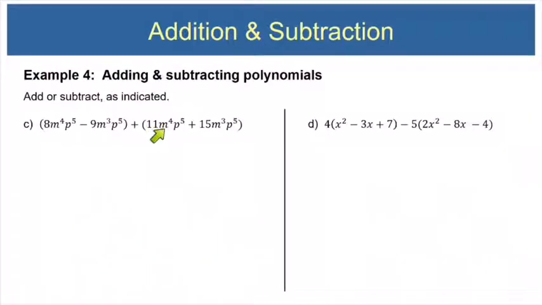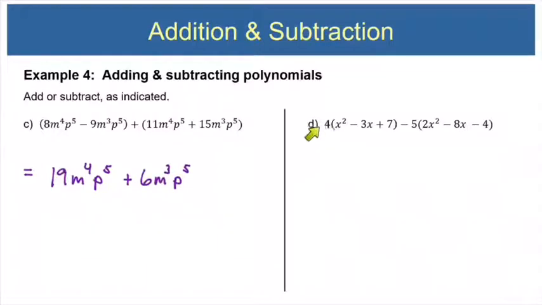So the 8 and the 11 are going to combine and make 19, m to the 4th, p to the 5th. And then we have minus 9, m to the 3rd, p to the 5th, and plus 15, m to the 3rd, p to the 5th. Again, these are like terms because we have the same powers of the same variables, and we can just combine the coefficients. So negative 9 plus 15 is positive 6. So we're going to write here plus 6 m to the third p to the fifth.